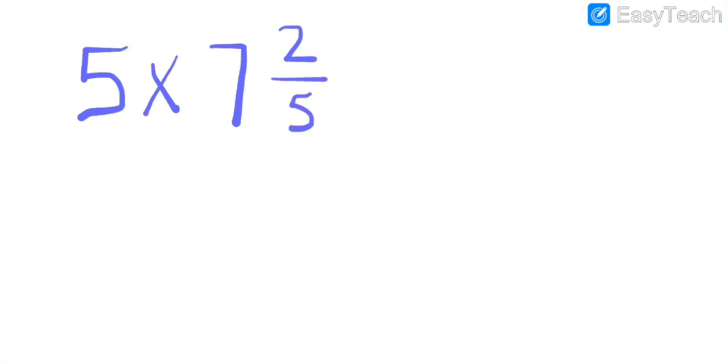All right, first step. Take that first number, the whole number 5, and turn it into a fraction. And most of you should be able to do that by now. We know that 5 over 1 is the same as 5. So there it is in fraction form now.